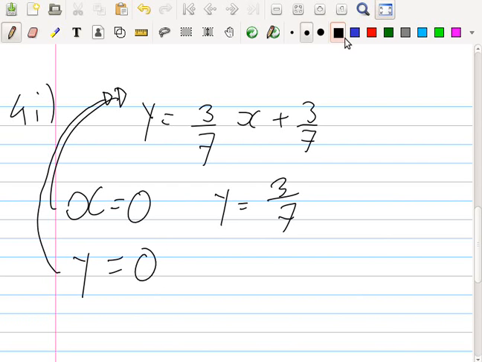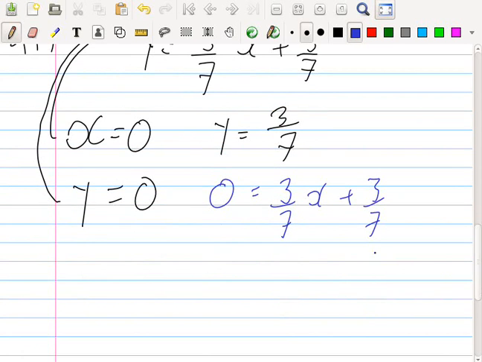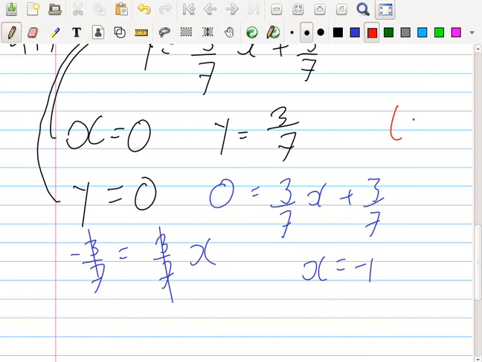When y equals 0, it's not quite as easy as the last one. When y equals 0, I get 0 equals 3 over 7x plus 3 over 7. And we need to find the x. So I'll just bring the 3 over 7 to the left. You see, they cancel. So x ends up being minus 1. So you have your 2 points. The first point is 0, 3 over 7. And then the second point is minus 1 and 0.